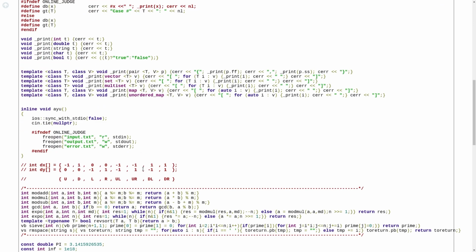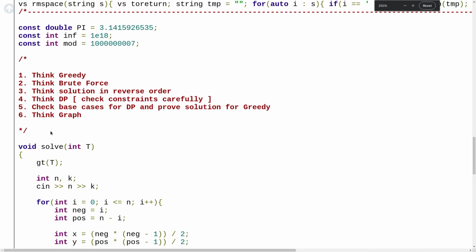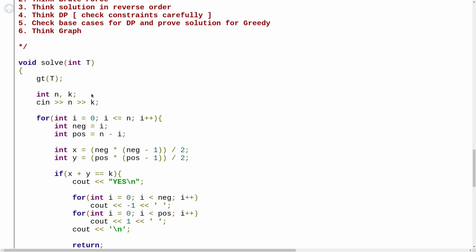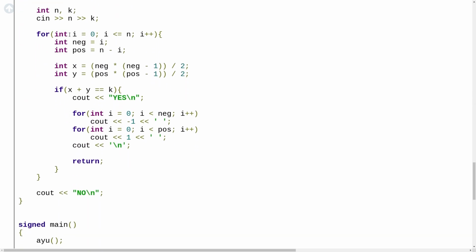So this problem was very simple, and you can see what I've done is I've taken two variables n and k, and I've taken input, and for I, I just traverse from 0 to less than or equal to n. Now neg will be the number of negative values and pos will be the number of positive values, right? So if the number of negative values, or -1, is I, the number of ones will be n minus I. So I calculate how many pairs are possible with these negative values. I calculate how many pairs are possible with these positive values.